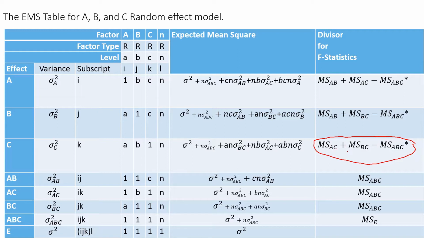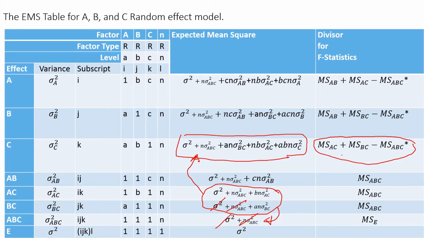So MS AC plus MS BC. So if we add AC plus BC, that's 2, AC plus BC, this 2. If we add these 2 minus this ABC, then we'll have this one, and this one cancels. So we'll have sigma square plus N sigma square ABC plus BN sigma square AC plus N sigma square ABC. Well, one of the ABC is cancelled, so we will actually have this C. So the denominator for the F statistic would be this one.